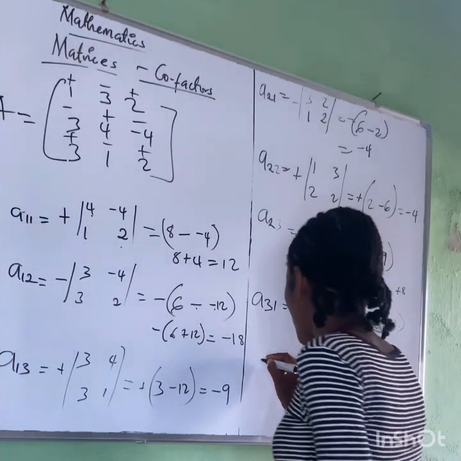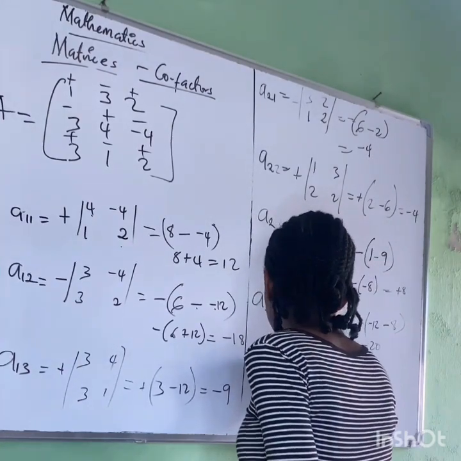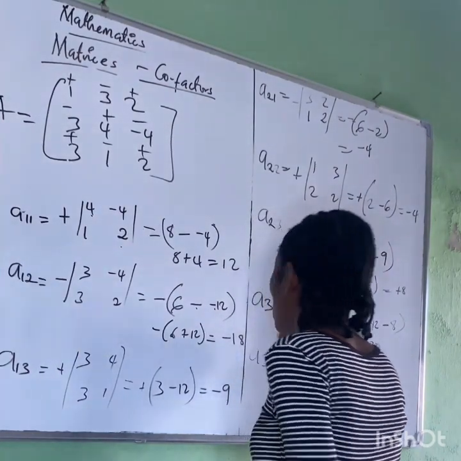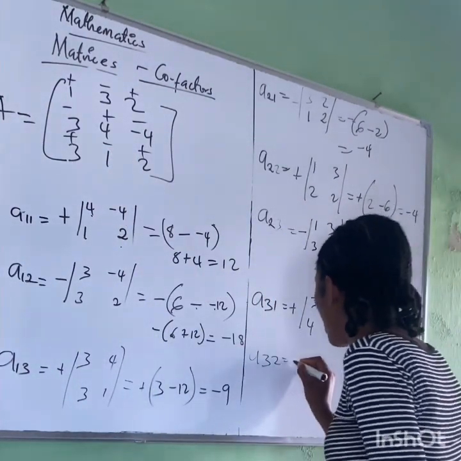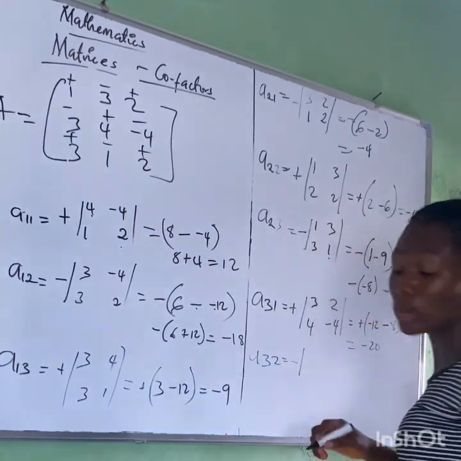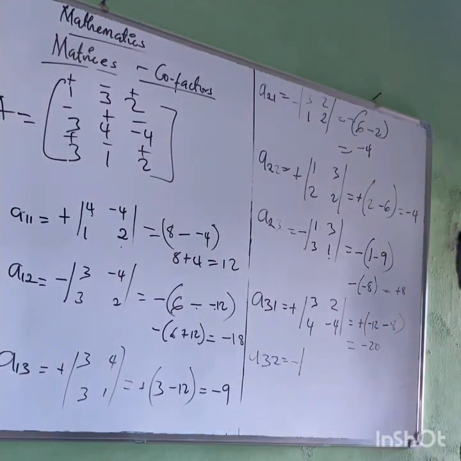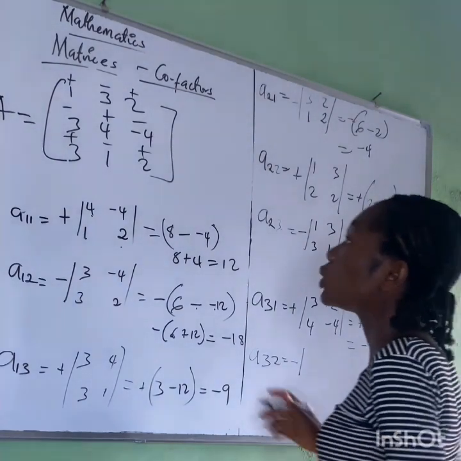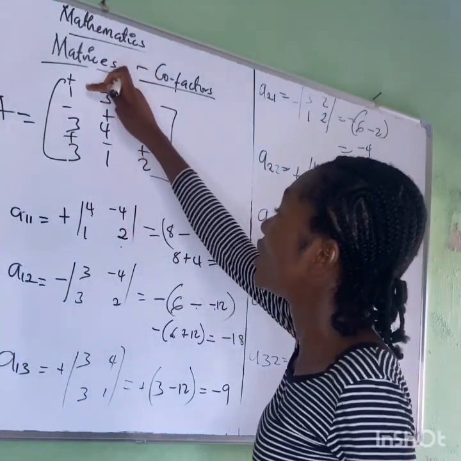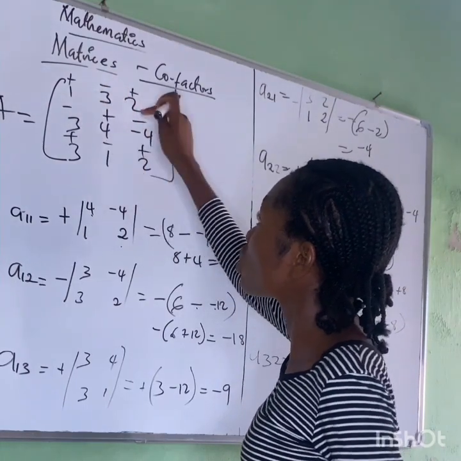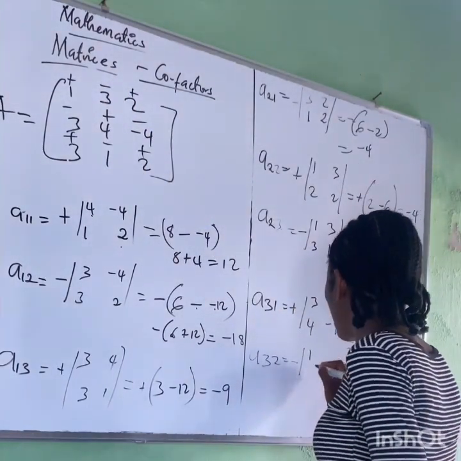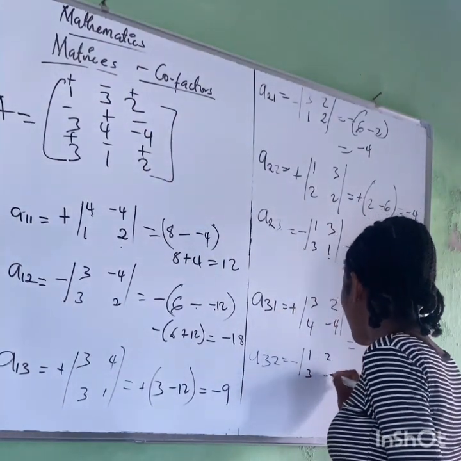Now, for our third row, second column, we have a minus sign, right? We're working with only just our signs. Now, our minus is out. When we eliminate this, we have 1, 3, 2, and minus 4. So we have 1, 3, 2, and minus 4.